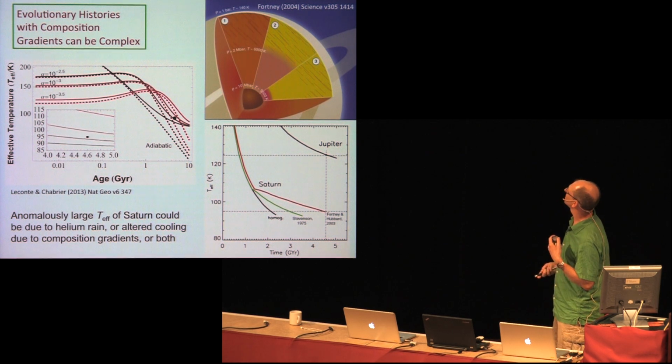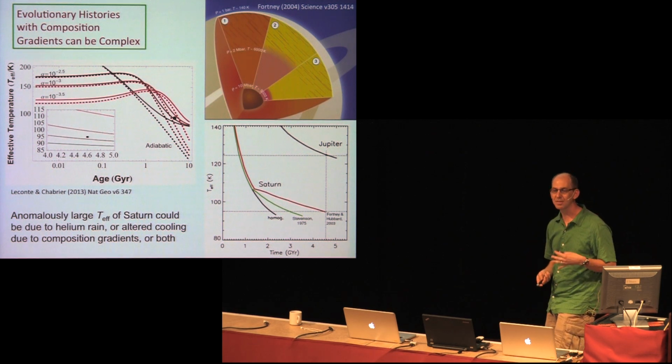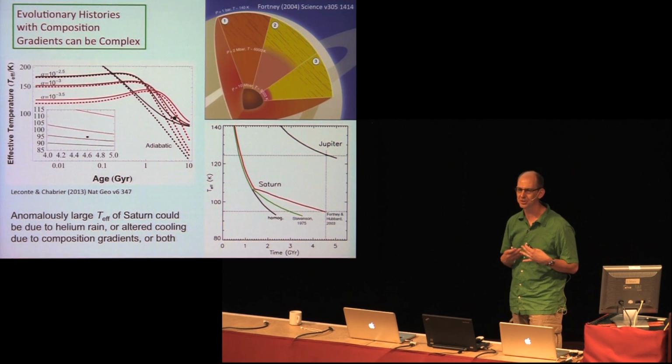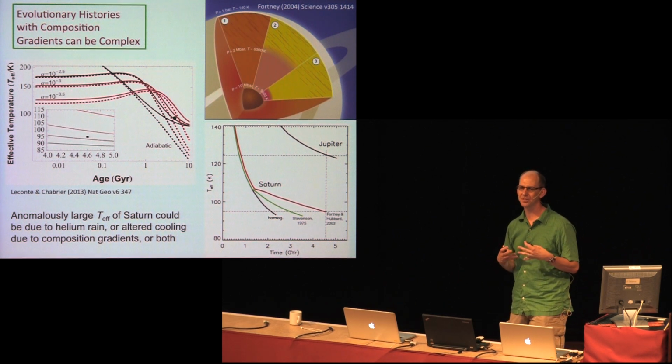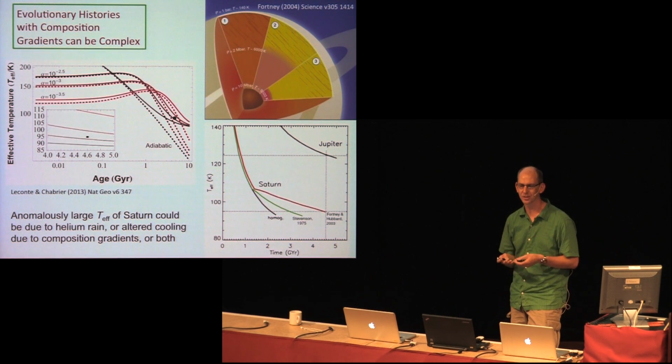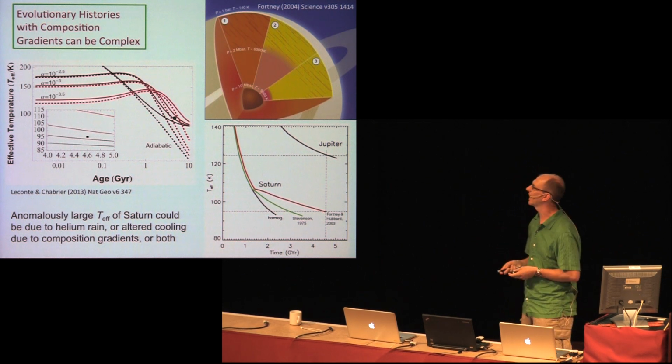You can also look at this type of model and look at the thermal evolution, because one of the things we can measure about a giant planet is not just its mass and radius and gravity field. We also can measure the intrinsic luminosity coming out of the interior. Planets cool off as they age.